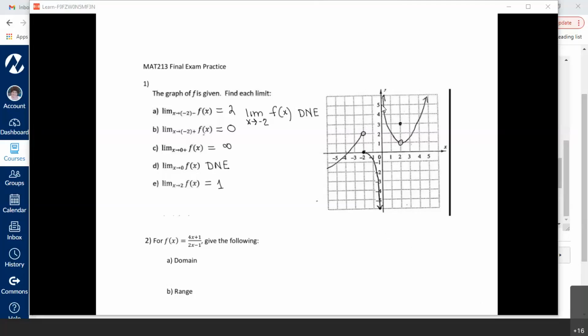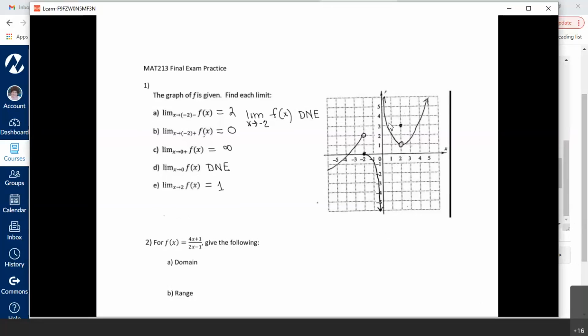The limit is 1 because as you travel down the curve from the left towards x equals 2, it's the y value you're getting close to. Same thing as you travel down the curve towards x equals 2 from the right. You're getting close to y equals 1. It's just that right at 2, the function value is different.